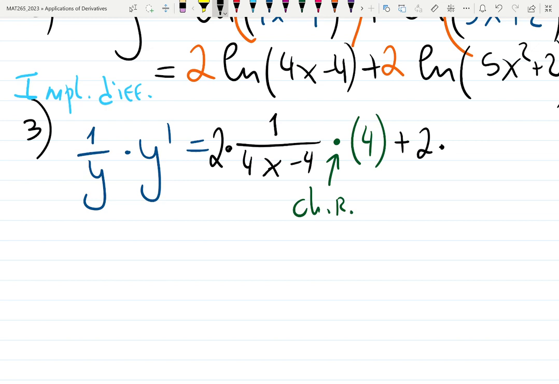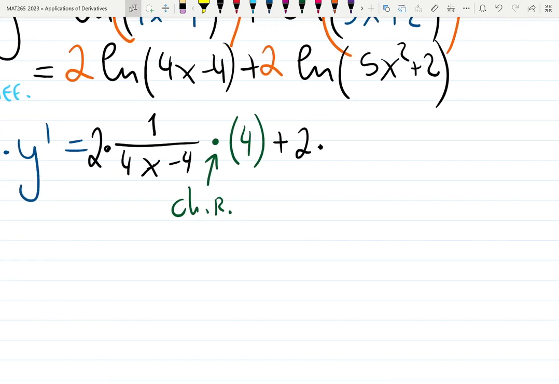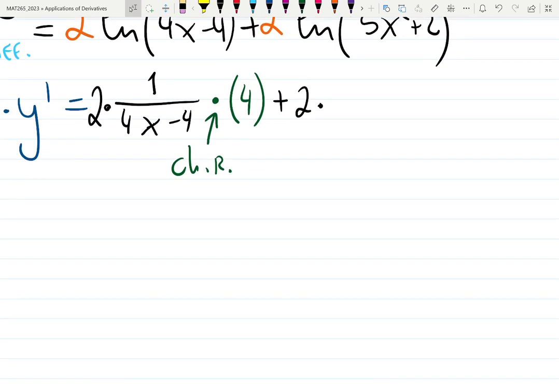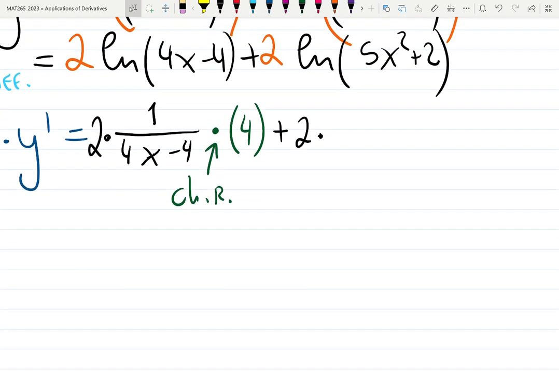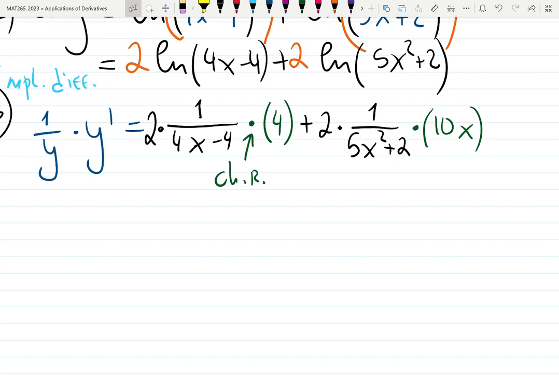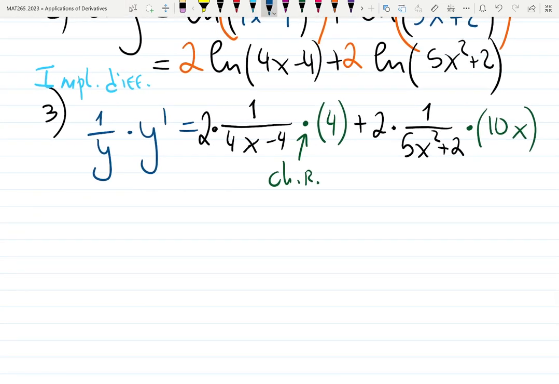Plus, and then log of the, did I lose a power? No, I think it's fine. And then log of 5x squared plus 2 gives you 1 over 5x squared plus 2 times the derivative of the function inside, which is 10x. And this is almost the answer. The answer will be everything times y. So step 3, multiply by y.